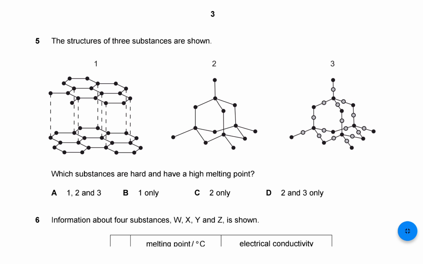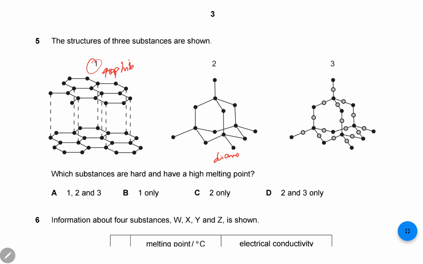We get to question number 5. It says that the structures of 3 substances are shown. Which substances are hard and have a high melting point? Well, one thing that I know is that this is graphite and this is diamond. This one looks like a mixture of diamond and another atom. I think so. It's likely like an alloy or something of diamond.